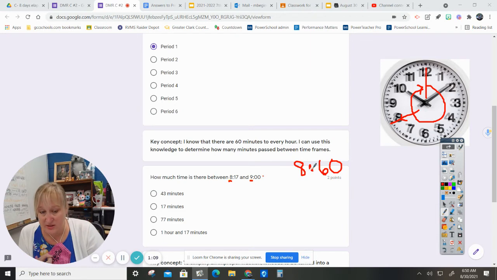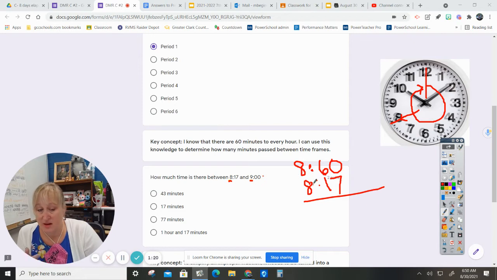So 8:60 is 9 o'clock. And I'm going to subtract 8:17 from that. So I'm still doing the same thing. That is 9 o'clock minus 8:17. And I can't really borrow and carry, but I can because I'm thinking about this as 60 minutes instead of 10. So that's why I wrote it this way. If that was a 0, that's not really 10, it is 60. Long and complicated, but this is one way to do it.